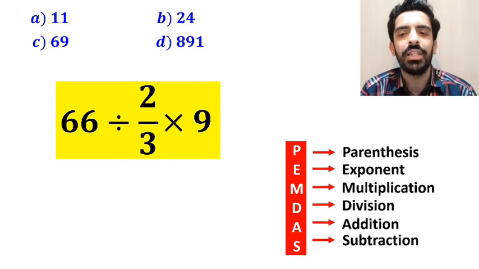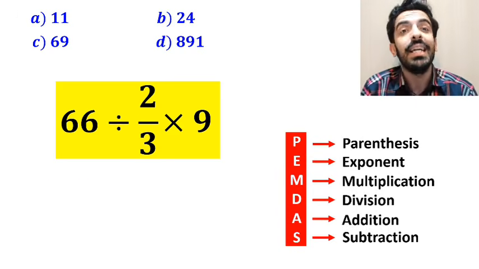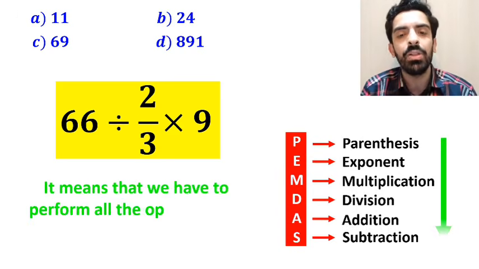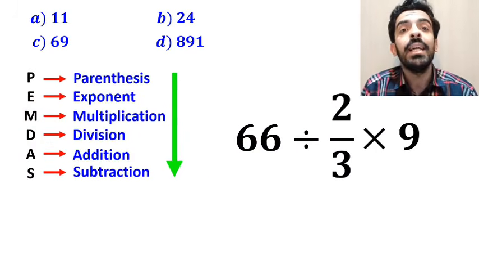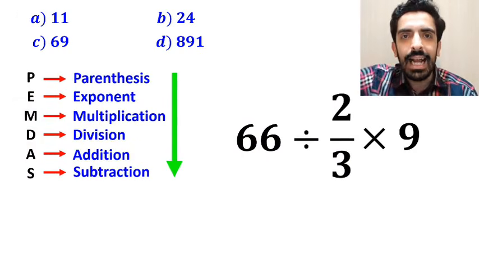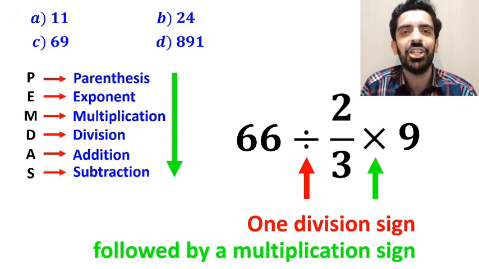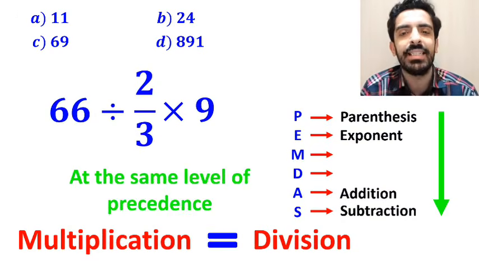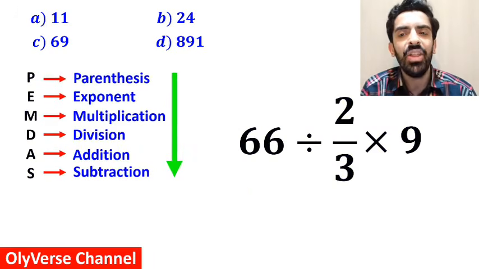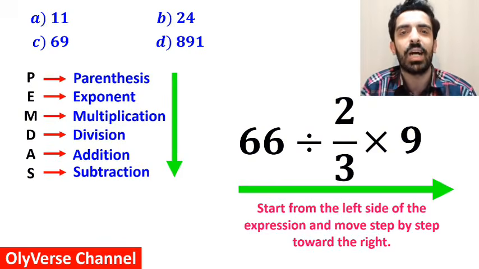To solve this question, we need to follow the PEMDAS rule exactly as I've shown on the screen. It means that we have to perform all the operations in order from top to bottom. Okay, as you can see on the screen, in this expression, we have one division sign followed by a multiplication sign. It's very important to note that multiplication and division are at the same level of precedence. In this case, the best thing to do is to start from the left of the expression and move step by step toward the right.